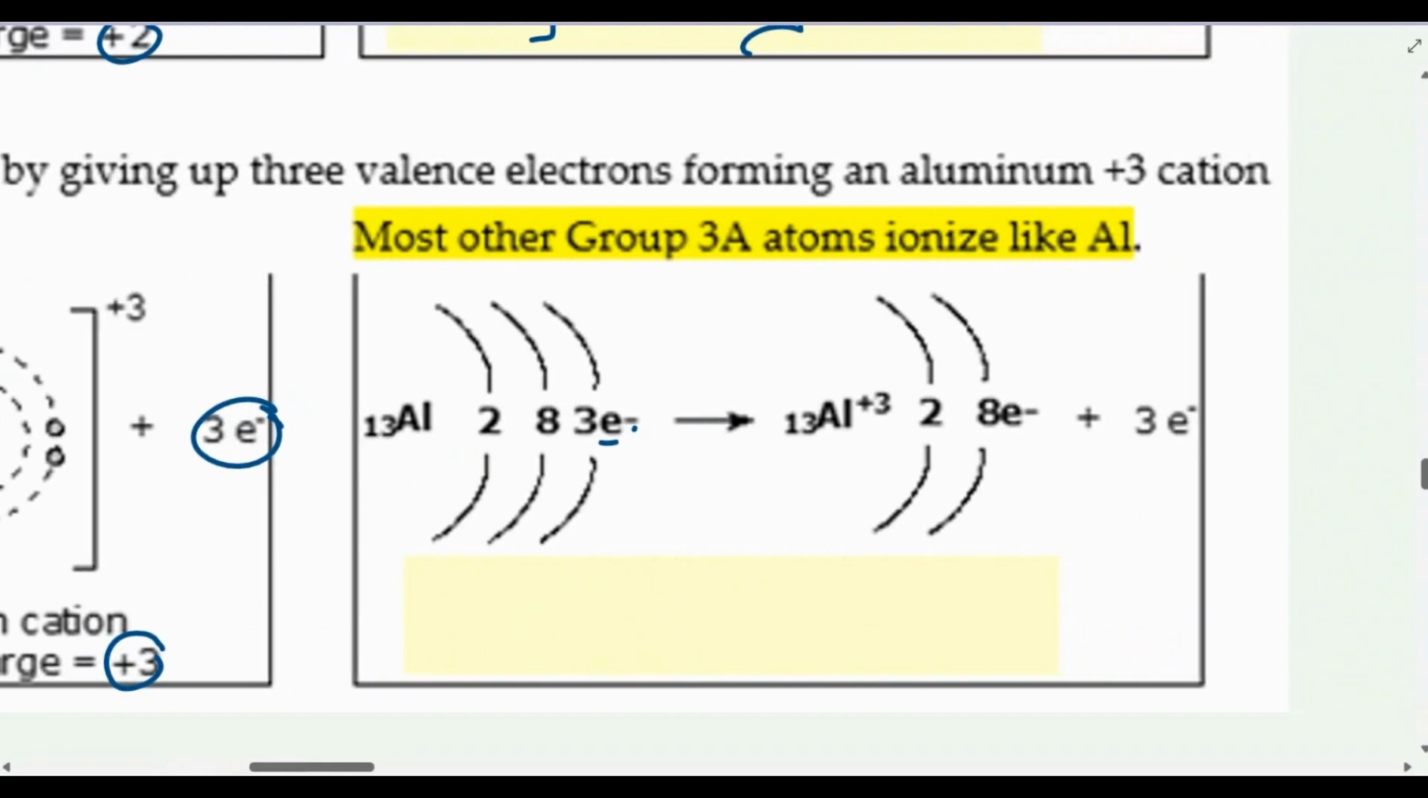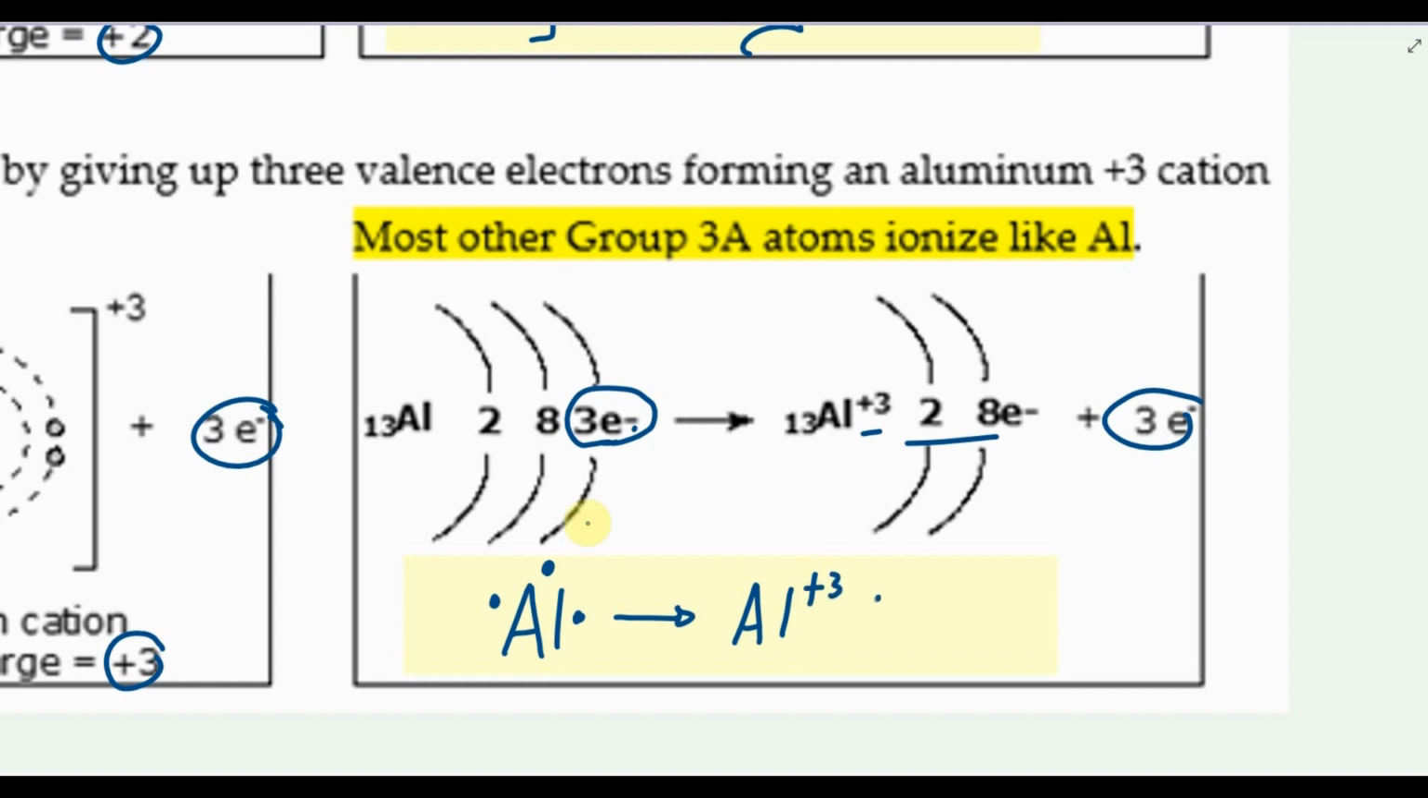Here it is in a simplified Bohr diagram. Let's say the aluminum is going to lose its 3 valence electrons. Here they are. It's got 3 less, and this is a +3 cation. We would write aluminum with 3 valence electrons goes to aluminum +3 cation, releasing 3 electrons. The total charge is 0 on both sides.